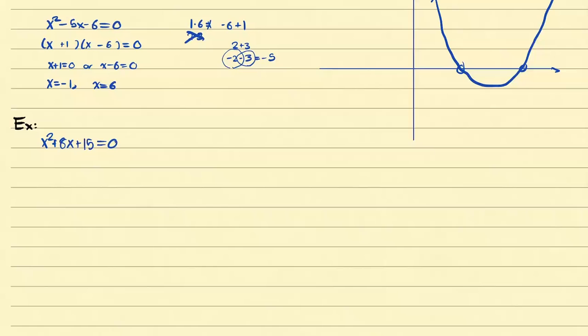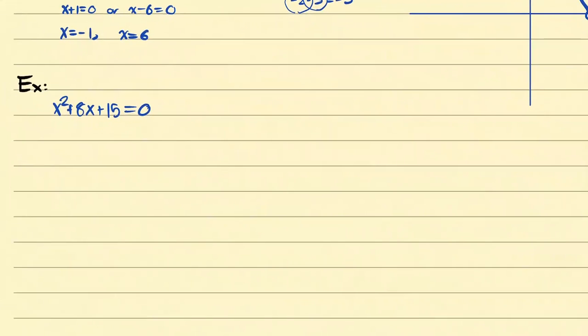So first, ask yourself, am I in standard form? If I want to factor this quadratic equation, I must be in standard form. So am I in standard form? Yes, we are in standard form because the equation is equal to 0. So now I can think about the factors.